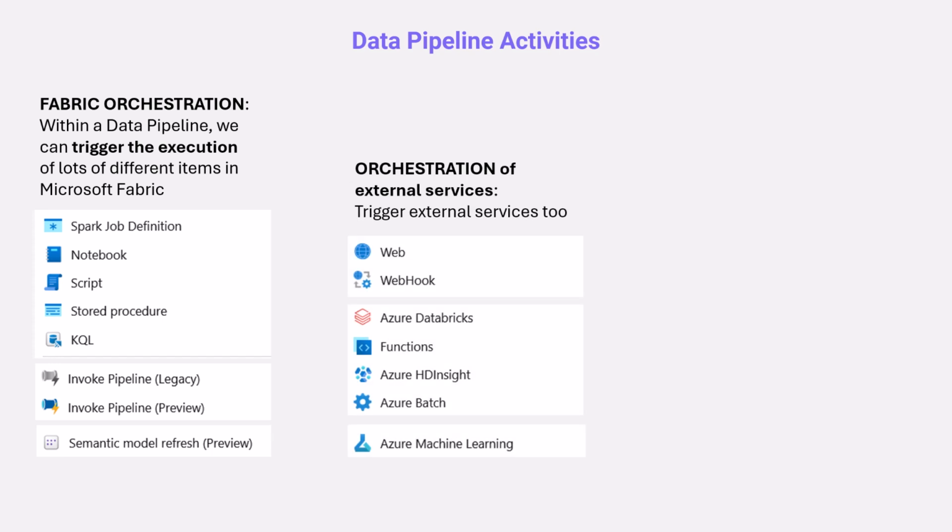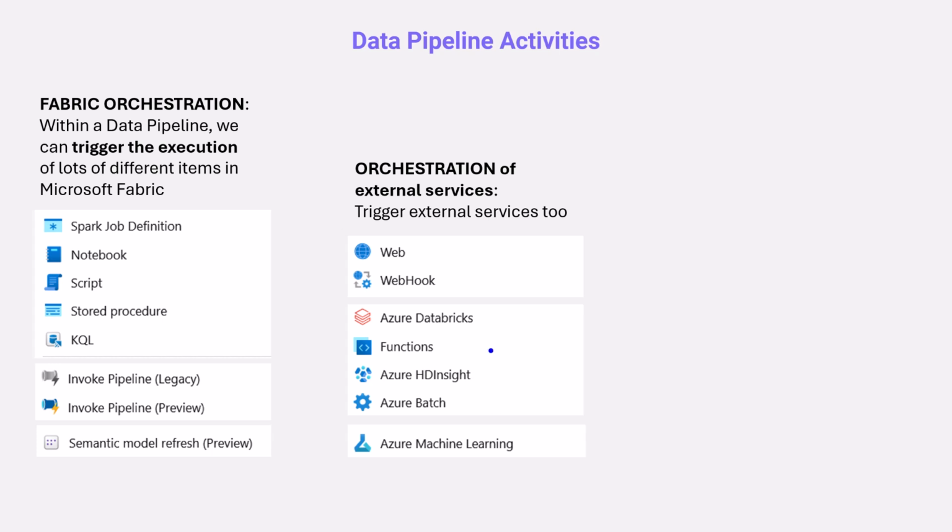But it's not just Fabric items that we can trigger from a data pipeline. We can also use a wide variety of stuff. Essentially it allows us to orchestrate various other services that we might have in our organization. Okay, these are just a selection of those. So we can trigger Azure Databricks notebook runs. We can trigger Azure Functions. So if you have a lot of Azure Functions in your business that do some sort of ETL process, you can trigger them from a Fabric data pipeline, and also a lot of other stuff in Azure as well.